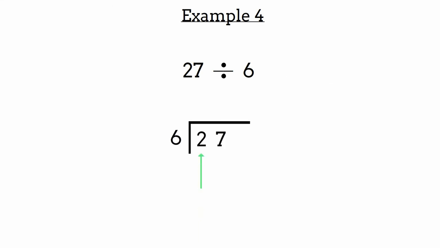As usual, let's start with the first number. Can 6 go into 2? No. So we look at both numbers. Can 6 go into 27? Yes. How many times? 4, remainder 3.